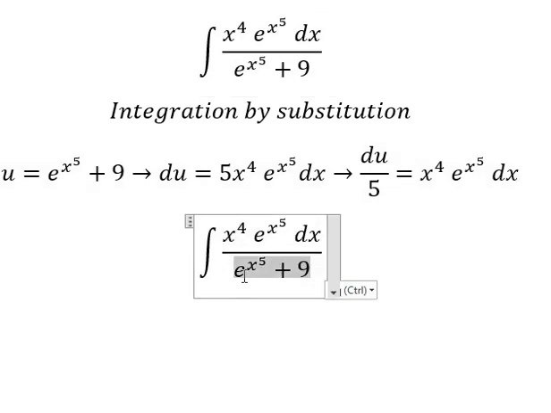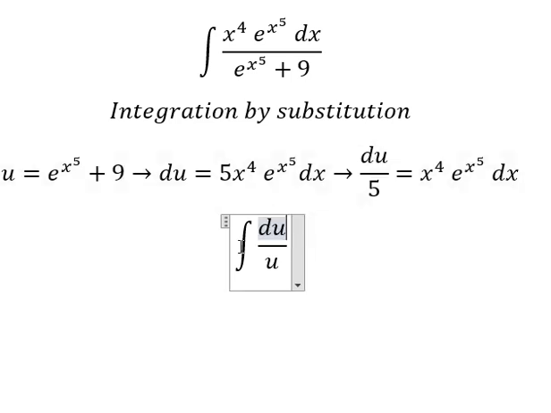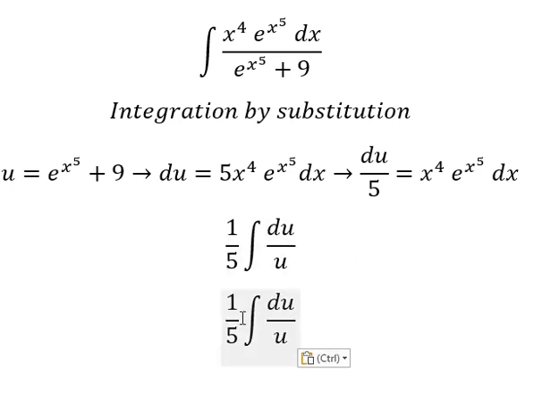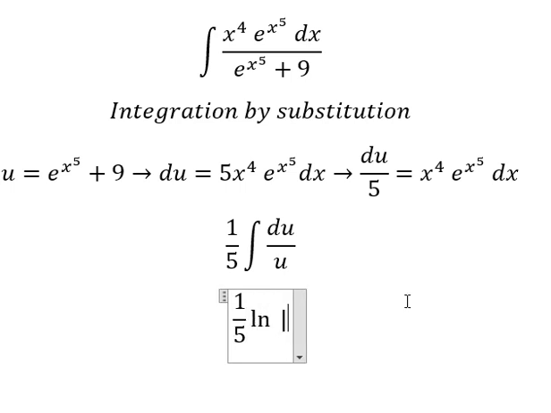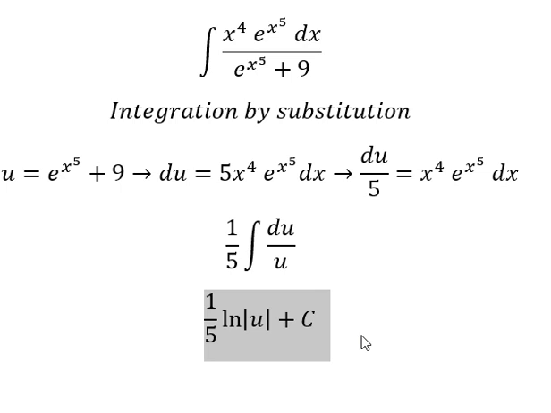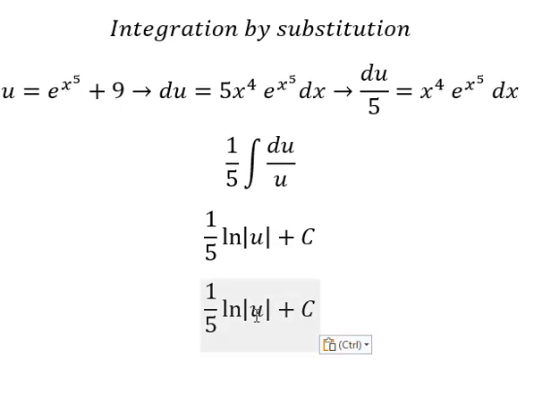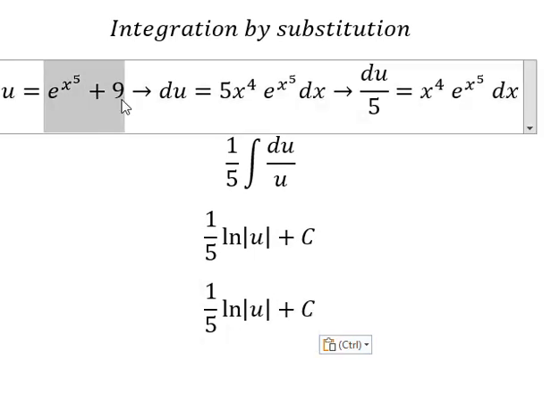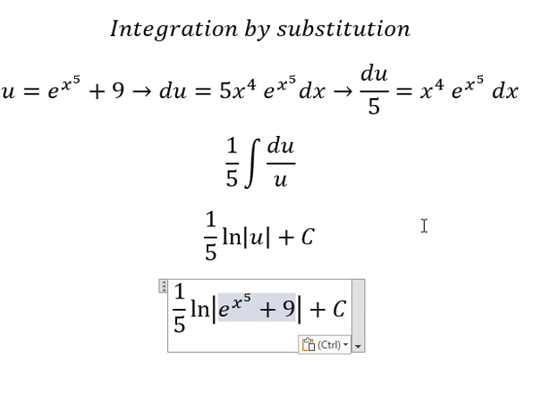So this one we change to u. This one we change to u over 5. So the integration of this one, we have ln of the absolute value of u, and I will put c. About u, that is this one. And here is the final answer.